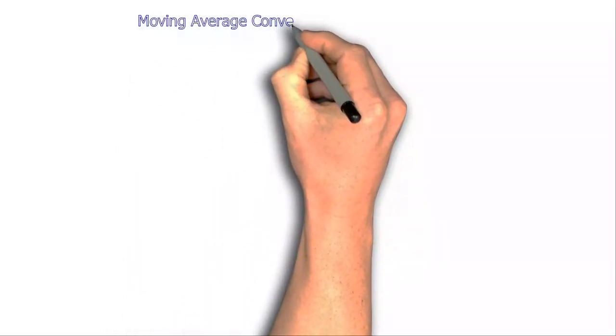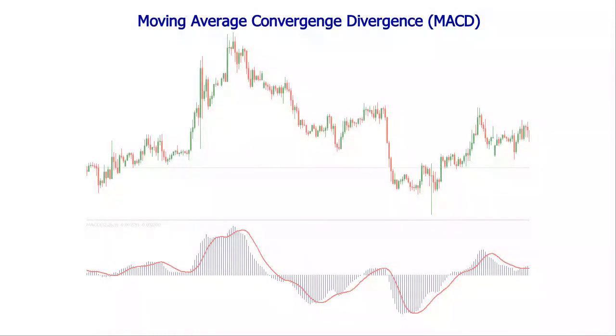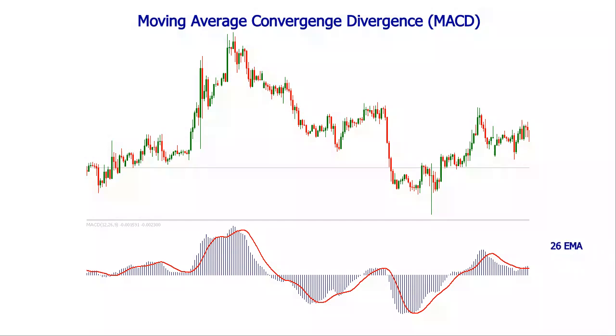The Moving Average Convergence Divergence, or MACD, is a technical indicator that uses the difference between short-term and long-term price trends in an attempt to anticipate future price evolution. The indicator is constructed using three moving averages that plot two components on the chart. The default values of the indicator are 26, 12 and 9.